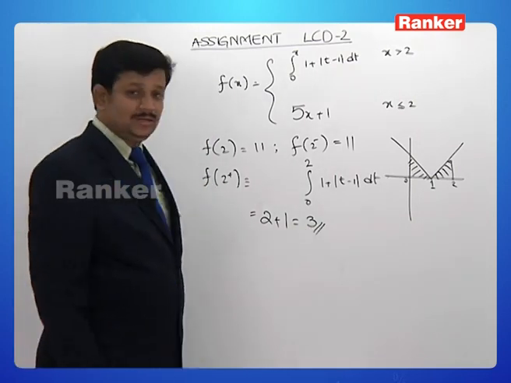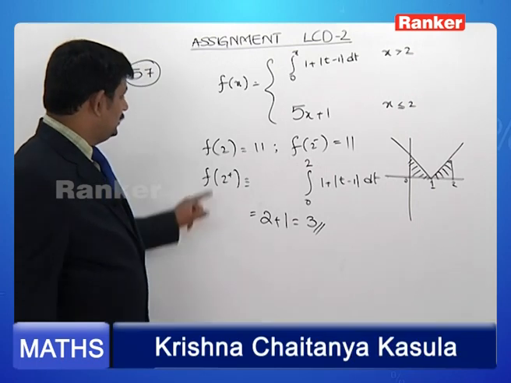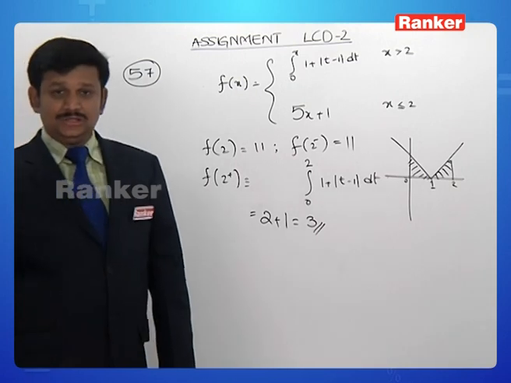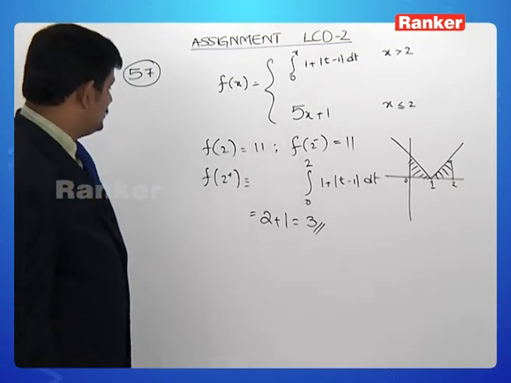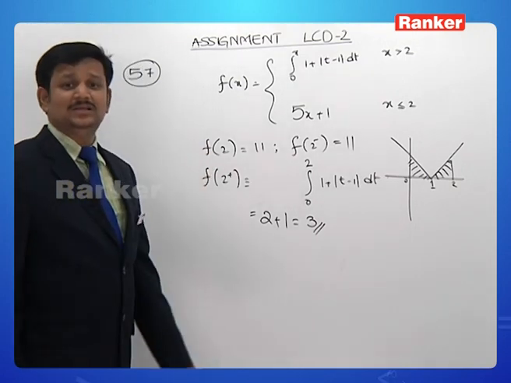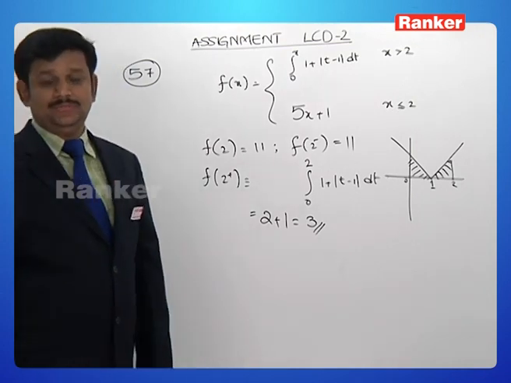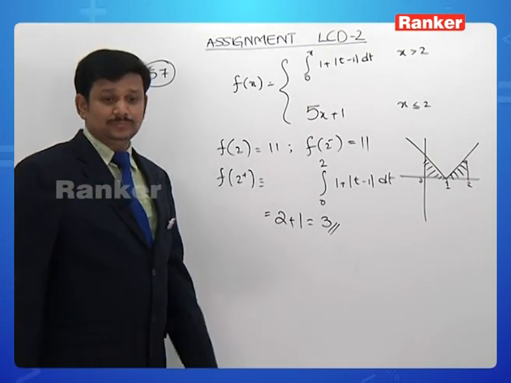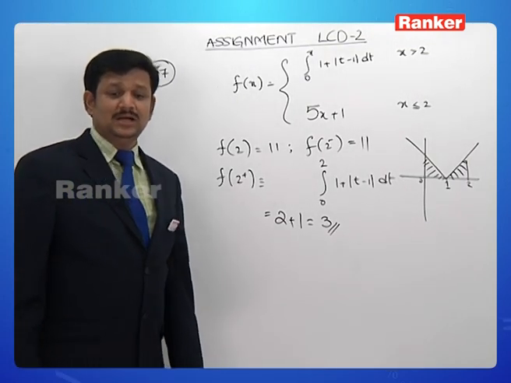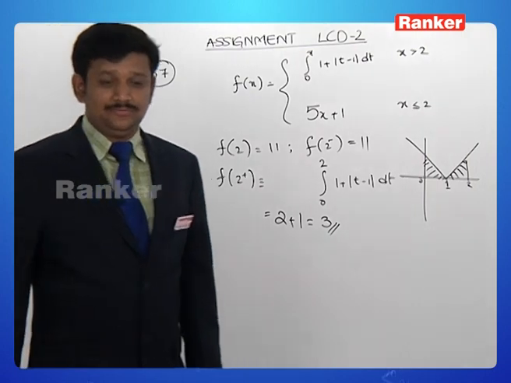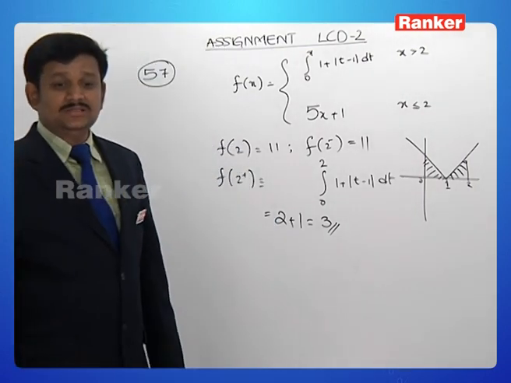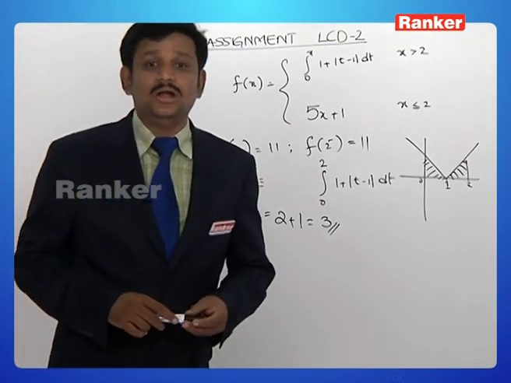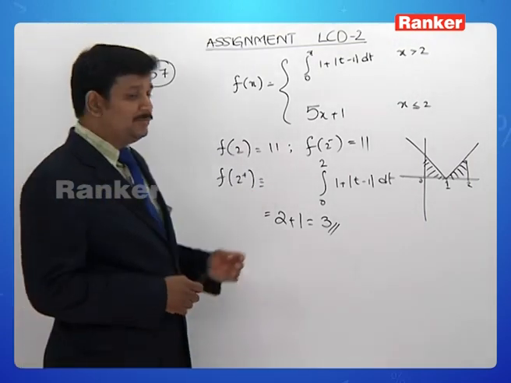f of 2 plus is 3. We can see f of 2 is different from f of 2 plus. That shows discontinuity at x equal to 2, so the function is not continuous at x equal to 2. Option A is true. Option B, function is continuous but not differentiable, is absolutely false. Option C, function is differentiable everywhere: because of the discontinuity at 2, the function is not differentiable at 2, so it cannot be differentiable everywhere.